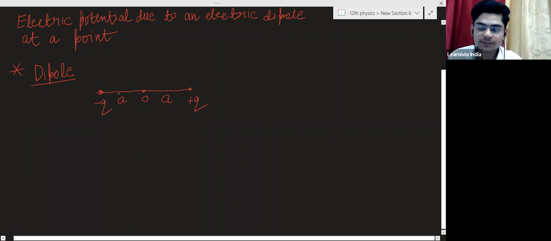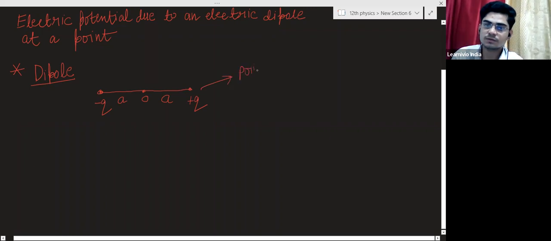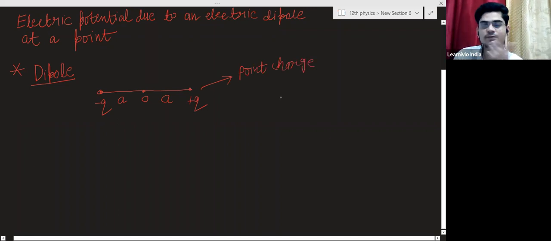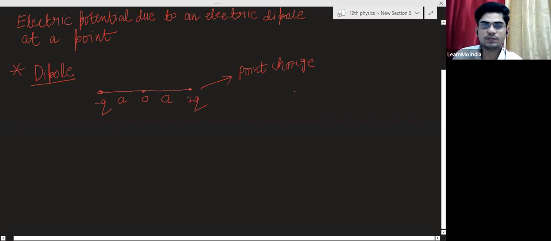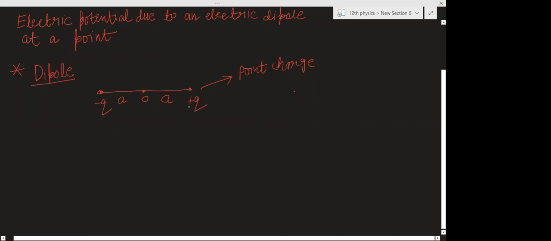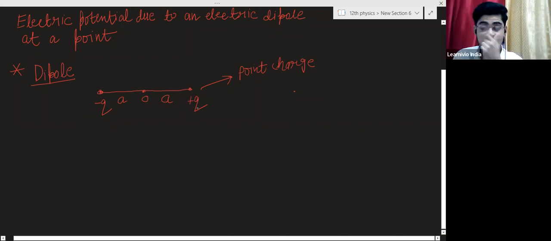Actually, this charge is a point charge. What is a point charge? A point charge is a very, very small charge, like this point. We can say a circle of zero radius. So this is an electric dipole: the system of two charges separated by some distance.